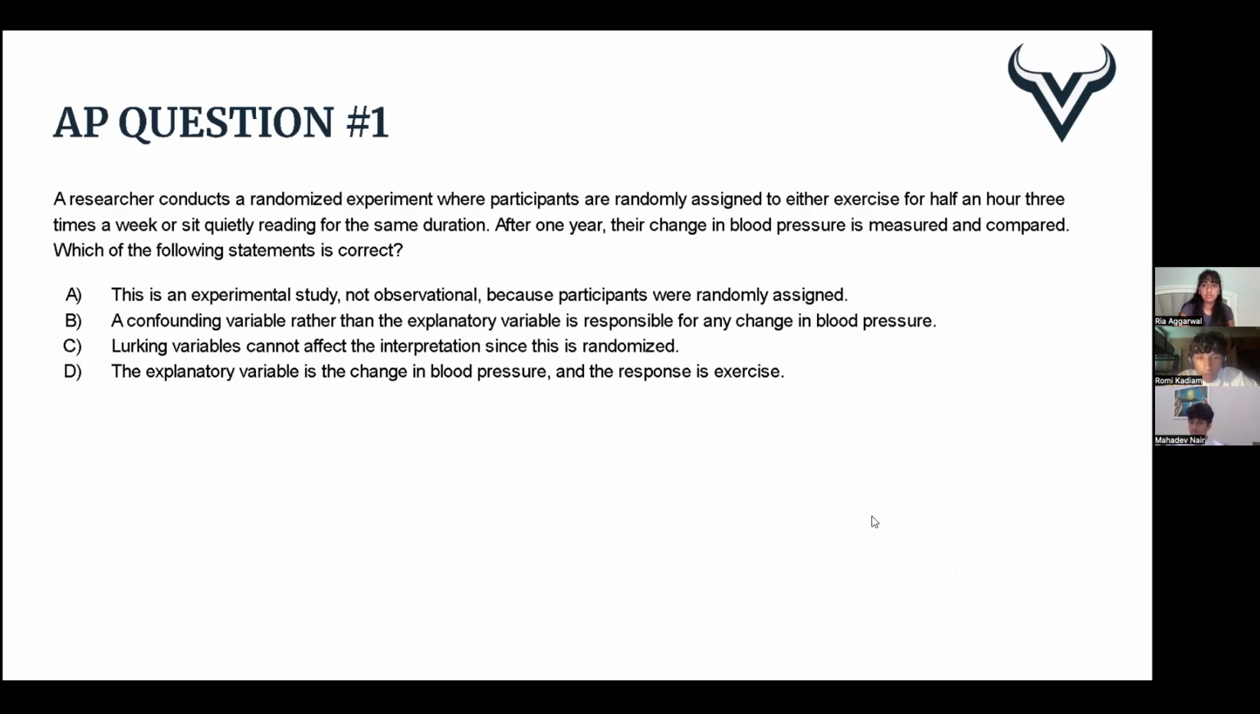So this is an AP question. Take a minute to pause and read the question.